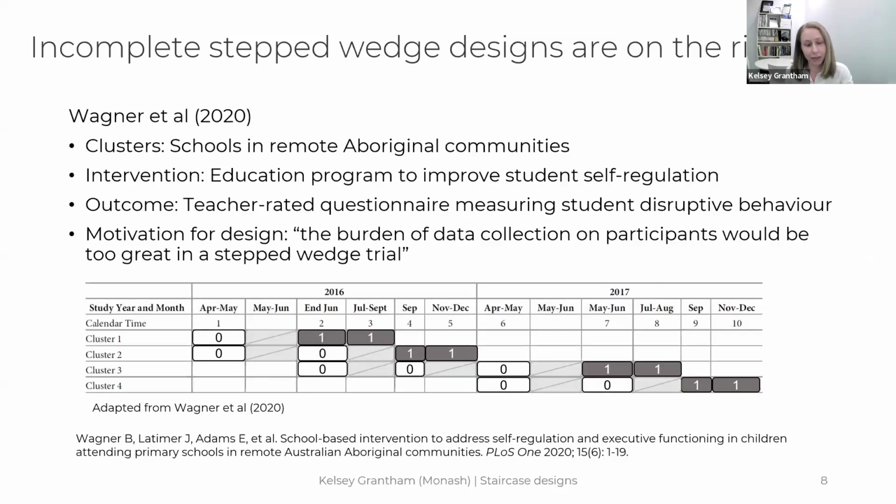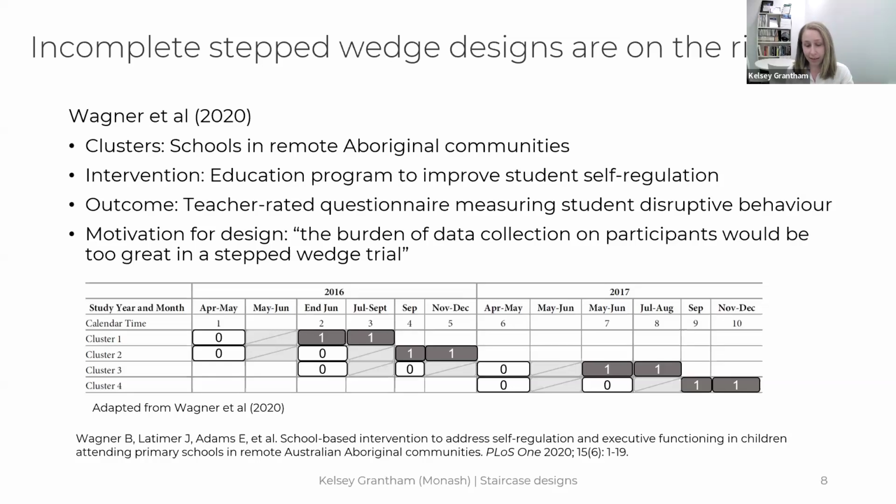Another example of an incomplete stepped wedge was a trial testing whether an education program to improve self-regulation could reduce students' disruptive behavior across schools in remote Aboriginal communities in Australia. The outcome measure was a teacher-rated questionnaire measuring students' disruptive behavior and required that the questionnaires be administered in person and collected in person. The data collection was fairly onerous and time-consuming.